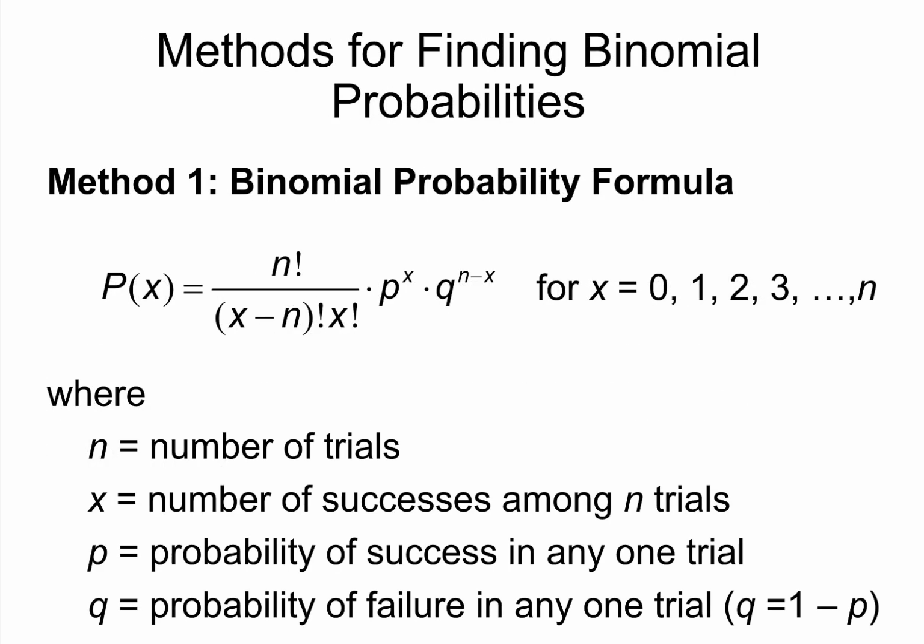And here's what the formula looks like for the binomial probability. If you're going to do it by hand, which we're not going to do, we're going to use technology, but I just want to give you a little motivation for what it means. So the probability is given by, and we have N, where N is the number of trials, X is the number of successes we're interested in among the N trials, P is the probability of success, and Q is the probability of failure in any one trial.